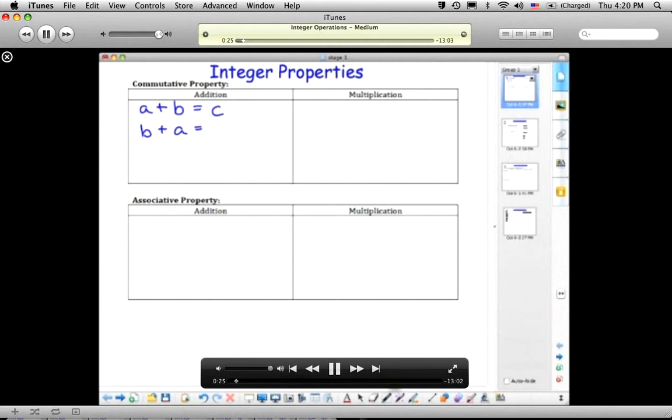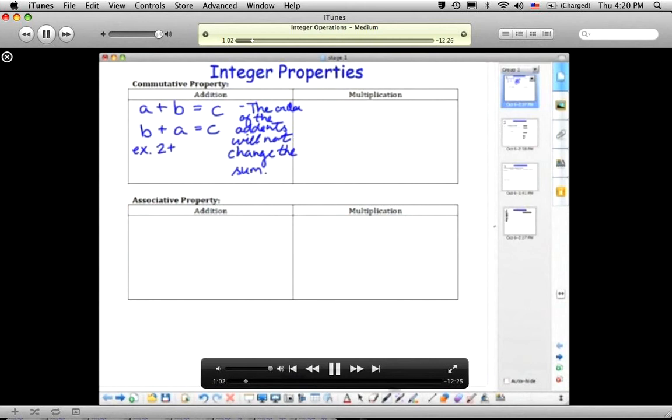As we start, the commutative property says A plus B equals C and B plus A equals C. And what the commutative property of addition tells us is that the order of the addends, or A and B, won't change the sum of the addition equation. So, for example, if you had 2 plus 5 is 7, and if you switch the order of those numbers and did 5 plus 2, that is also 7.